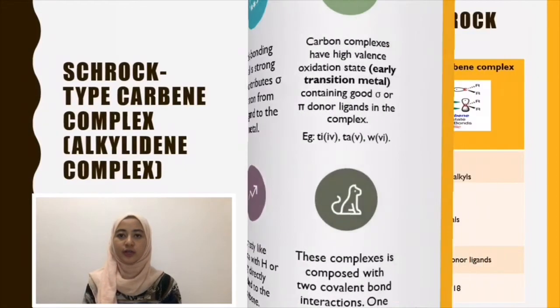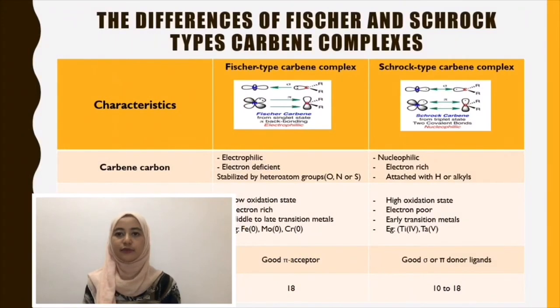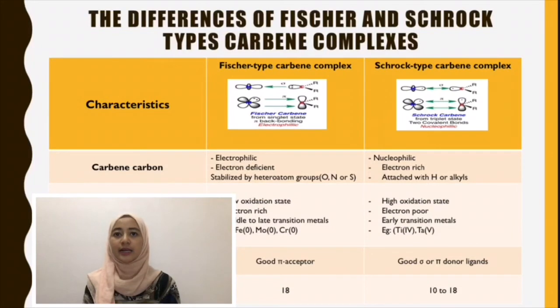So for this slide, I have summarized the differences between the two types of carbene complex, Fischer and Schrock type alkylidene complex, according to their characteristics. Before I end this video, I will show you one video that I obtained from YouTube, which maybe could help you understand it better, and that is all from me. Thank you.